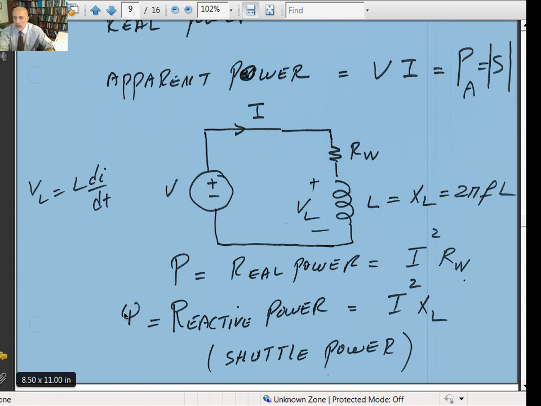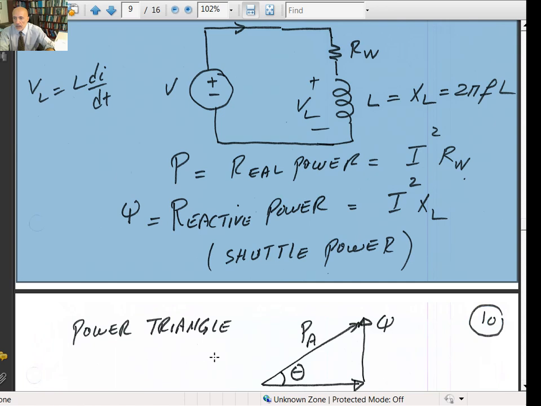There's another power, called Q, that's the reactive power. That would be equal to I squared times X sub L. This is not a power that is dissipated. This is called the shuttle power. This is the power, there's not much you can do about it, that actually bounces back. On positive cycles, it goes into the coil. In a negative cycle, it will bounce back, but it is not dissipated. And because of that, they call that a shuttle power.